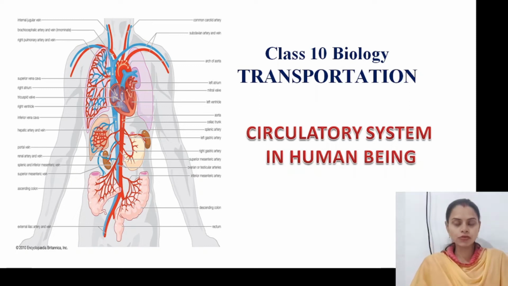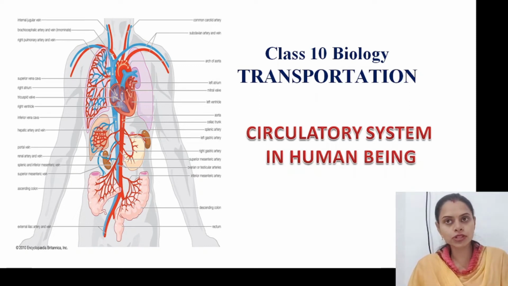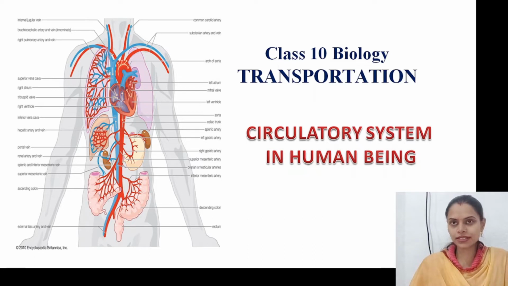If we eat the food, then this food should be transported throughout the body parts, because food energy is needed for every part of our body. So we should have a perfect transport system for this. This transport system is also called the circulatory system in human beings.